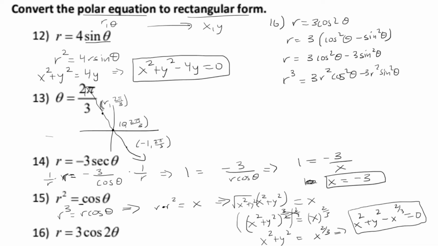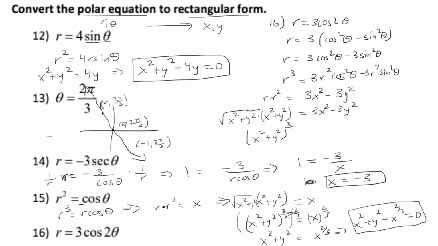We can think of r cubed as r times r squared. Then r squared cosine squared will be x squared, and r squared sine squared will be y squared. If r squared is x squared plus y squared, r is the square root of that. So I can combine this as x squared plus y squared raised to the 3/2 power is equal to 3x squared minus 3y squared.